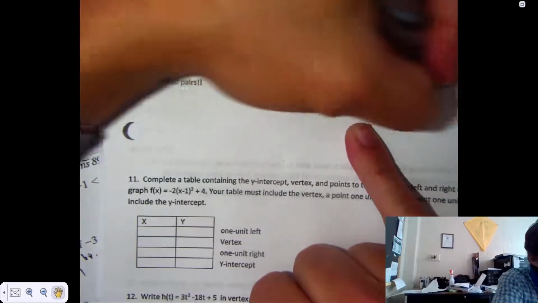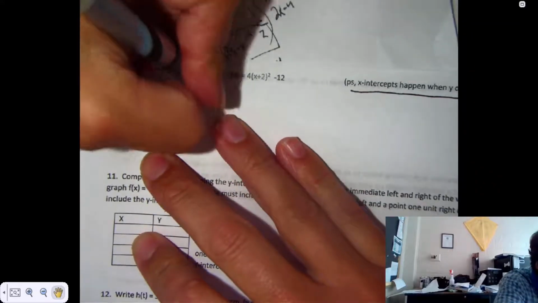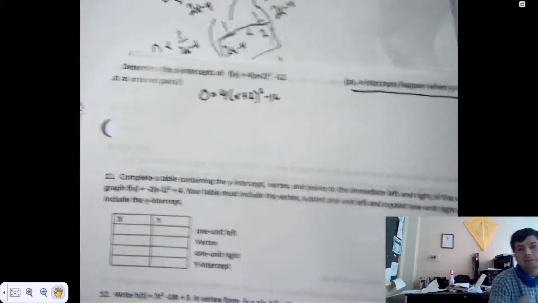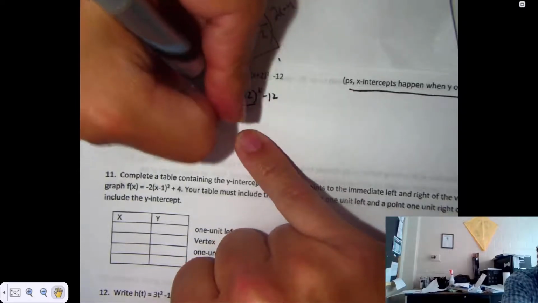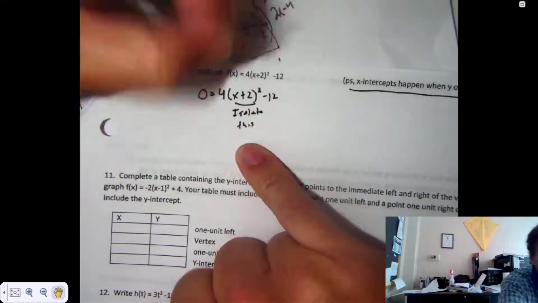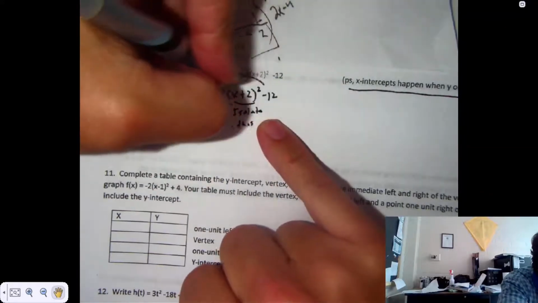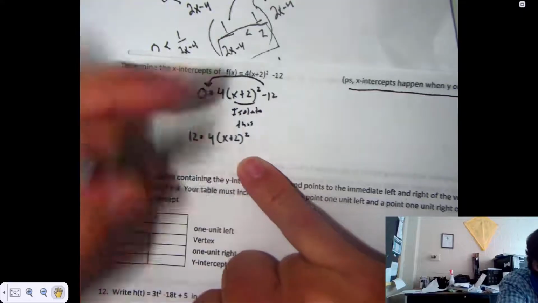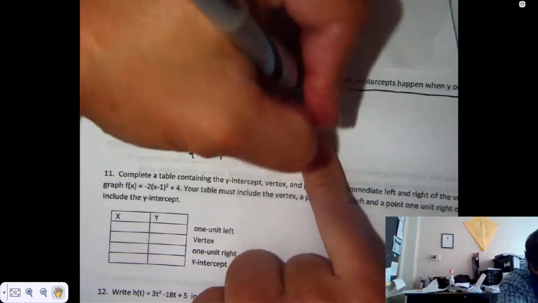There's a note here. It says replace f of x with 0. So you have 0 equals 4 times (x plus 2) squared minus 12. You're solving for x, kids. So what we want to do is isolate this. The notes you took in class said always isolate the squared piece. So we're going to add 12. 12 equals 4, parentheses, x plus 2 squared. This piece is not isolated. I'm going to divide out my 4. 3 equals (x plus 2) squared.